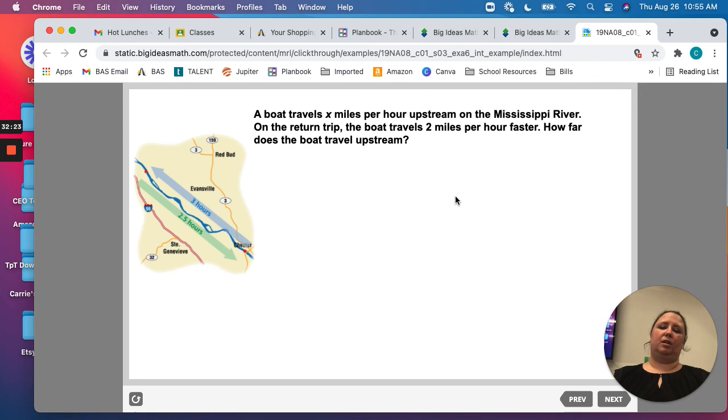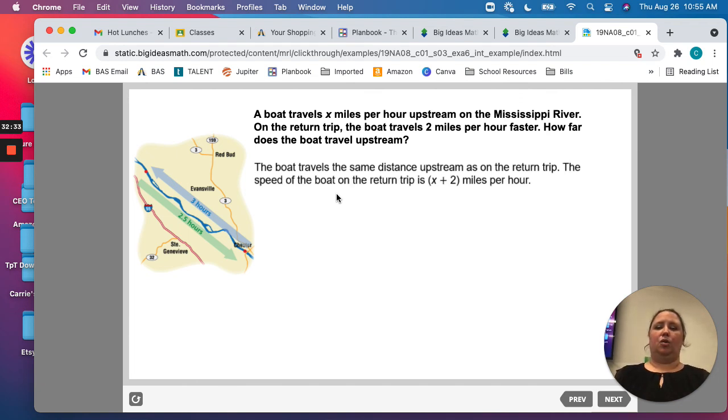So the first thing we need to do is write what we know. We know that upstream and downstream, they're going the same distance, right? So the speed of the boat on the return trip is just a little faster, right? Yes. So it's the speed plus the 2 miles per hour. So you see how they have x plus 2.